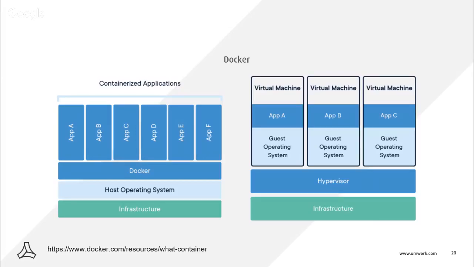Here is another nice graph, which I stole from the official Docker page. So normally you would have on the right side, you have the virtual machines. You see you have your normal infrastructure. That means your PC, basically. You have a hypervisor on top. That's something like VMware. Then you have the full guest operating systems, including your app. Docker is basically a service running on your normal operating system, and then the applications are running on top of it.